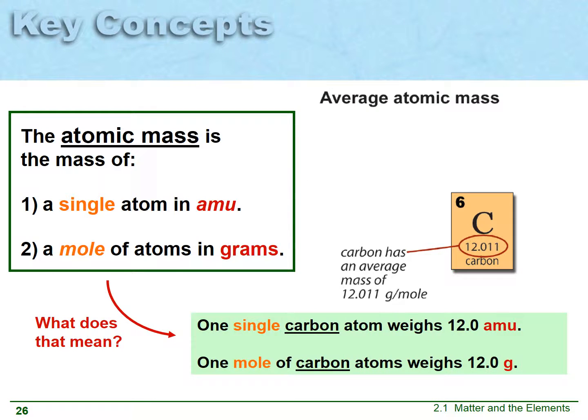Are you confused yet? Let's look at carbon. The element symbol is a capital C. The atomic number is 6. What is carbon's average atomic mass? How much mass would 1 mole of carbon atoms have?